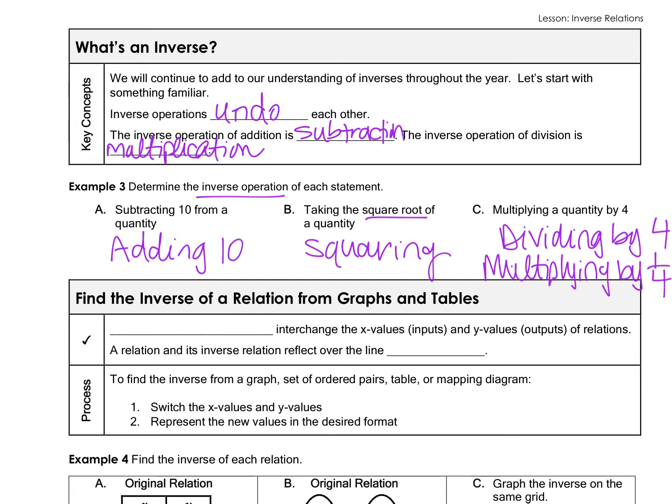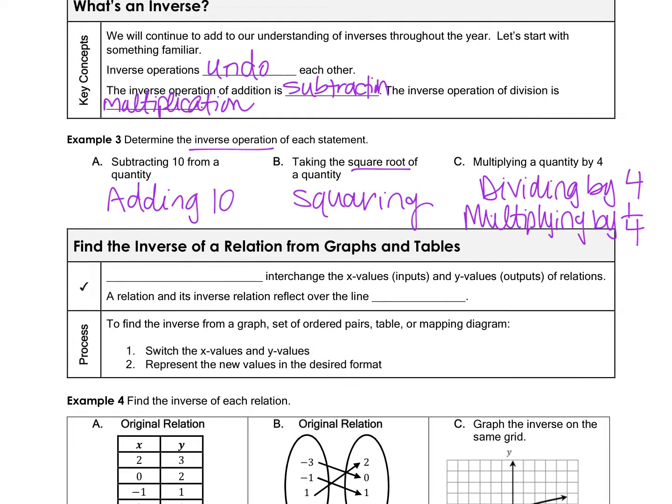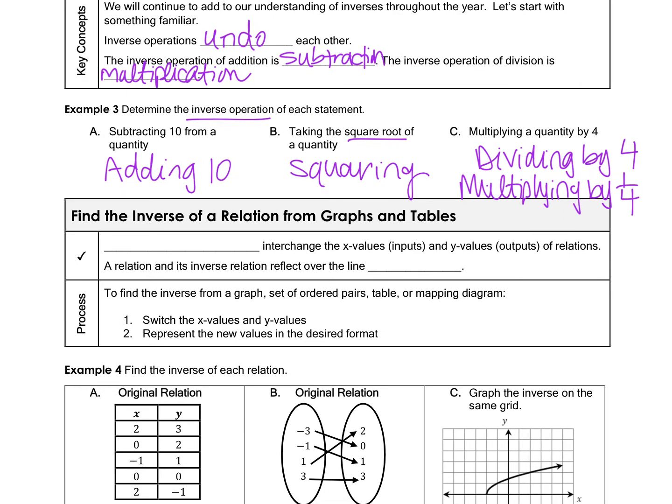Okay, so looking at the next part, find the inverse of a relation from graphs and tables. So we're going to be finding the inverse. So blank interchange the x values and y values of the relation. So that just means switch them. So inverse relations. Relation is just a set of ordered pairs. Interchange the x and y values. So when you have a set of ordered pairs, the inverse of that, you're just interchanging the x and y. So you're switching those x and y values.